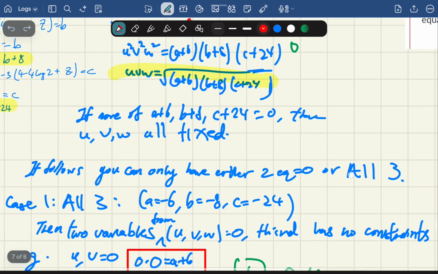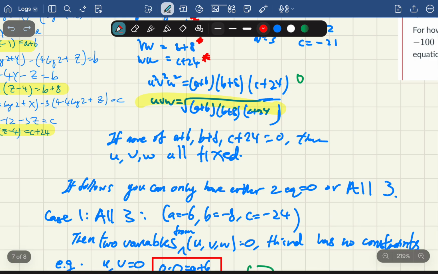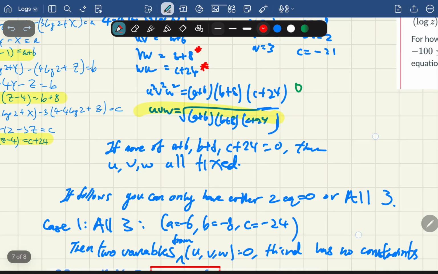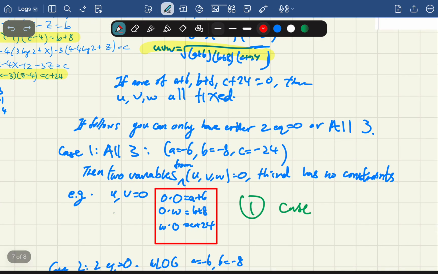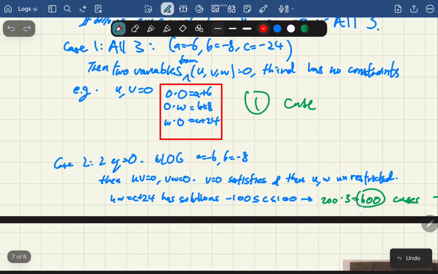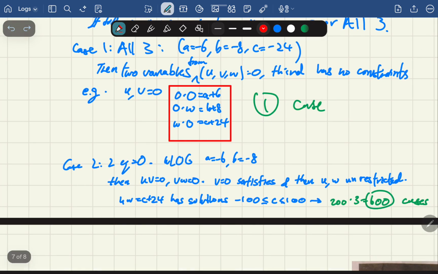So if all three equations are 0, a is negative 6, b is negative 8, and c is negative 24. Then two variables from u, v, w are 0, and then the third has no constraints. So for example, if we set u and v to 0, the system becomes 0 times 0 is a plus 6, 0 times w is b plus 8, and w times 0 is c plus 24. And this gives one case, right? Because this is fixed. Next is case 2, where two equations are 0.